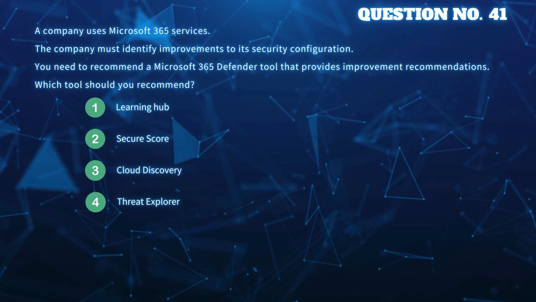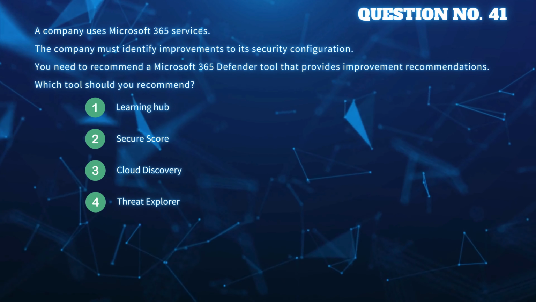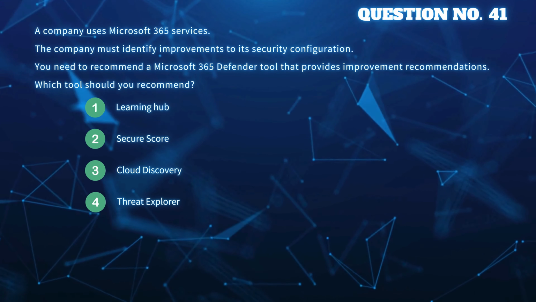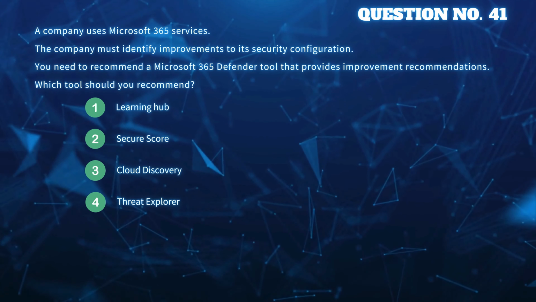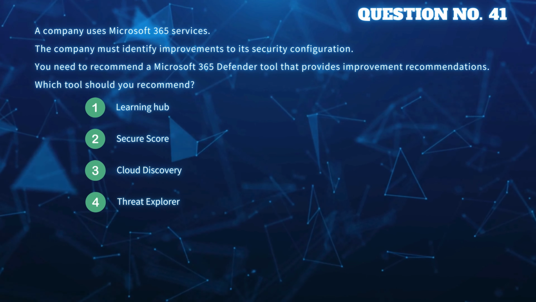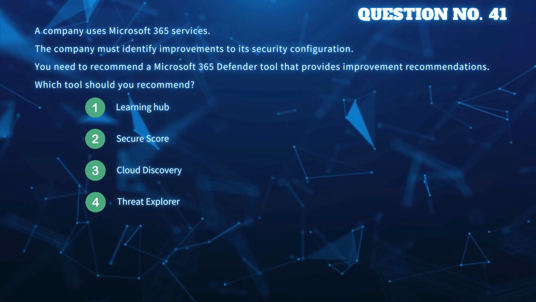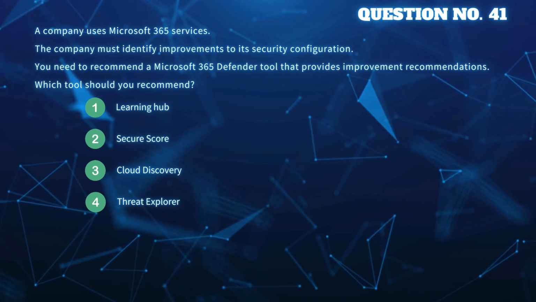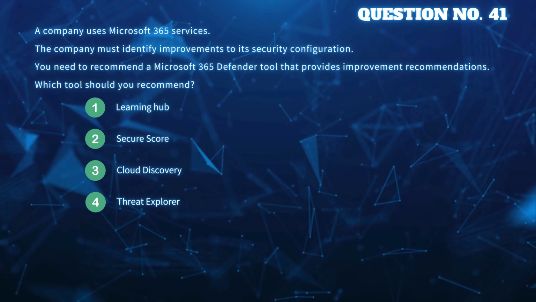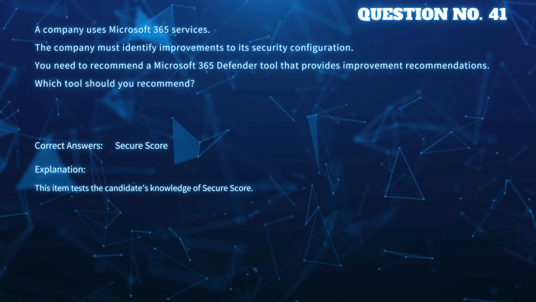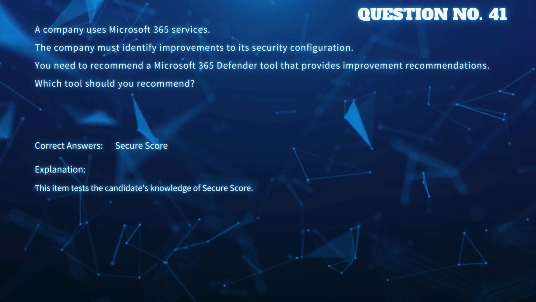Question 41. A company uses Microsoft 365 services. The company must identify improvements to its security configuration. You need to recommend a Microsoft 365 Defender tool that provides improvement recommendations. Which tool should you recommend? Option 1, Learning Hub. Option 2, Secure Score. Option 3, Cloud Discovery. Option 4, Threat Explorer. Correct answers: Secure Score. Explanation: this item tests the candidate's knowledge of Secure Score.